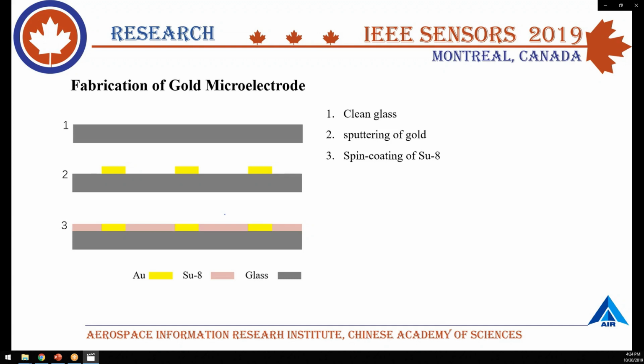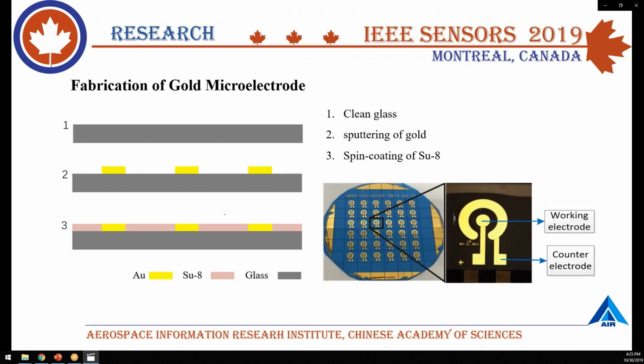As shown in the left image, this is clean glass. First, spin coating of photoresist, followed by lithography, developing, sputtering of the gold and stripping of the rest of the photoresist. We will get a glass with the pattern of the gold electrodes. As shown in the right image, the volume of the electrode is very small.